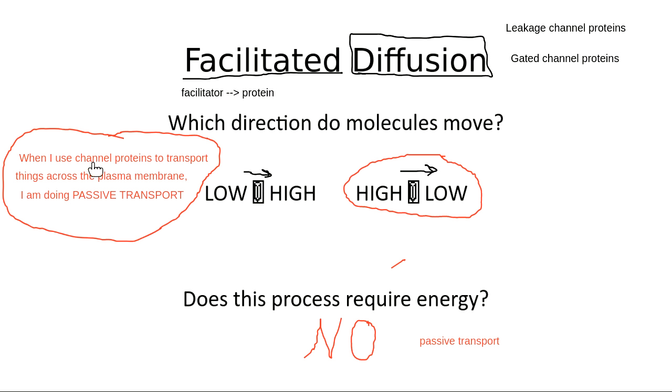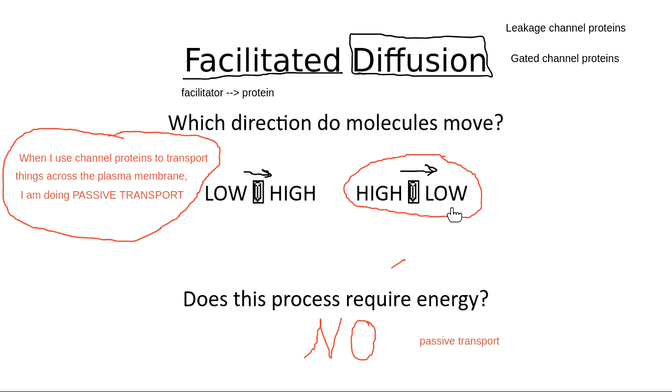Anytime I use a channel protein, doesn't matter which kind of channel protein. We talked about the types, right? It doesn't matter which kind of channel protein I'm using, I am always doing passive transport. So that means I am always going from high concentration to low concentration. That's the only way that I can move things when I'm doing facilitated diffusion. When I use these channel proteins, they only ever let stuff go from high concentration to low concentration.